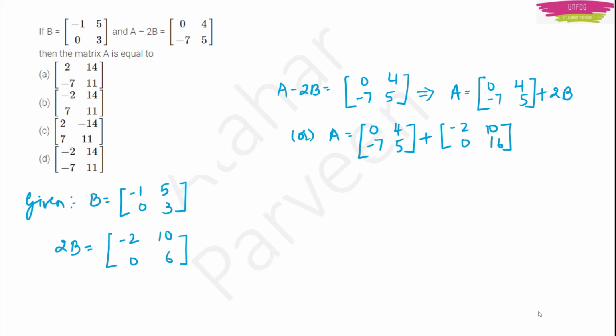2 into minus 1 will become minus 2. 2 into 5 will become 10. 2 into 0 will become 0. And 2 into 3 will become 6. Okay. Here it should be 6 actually.